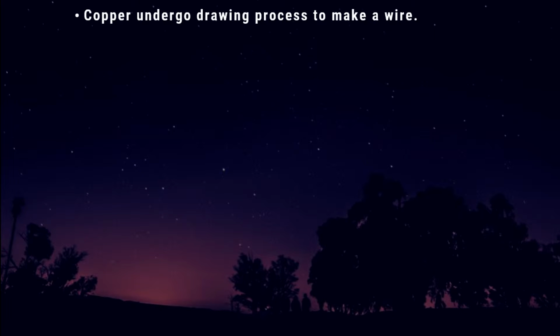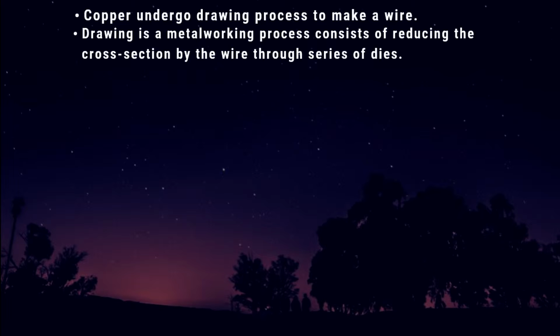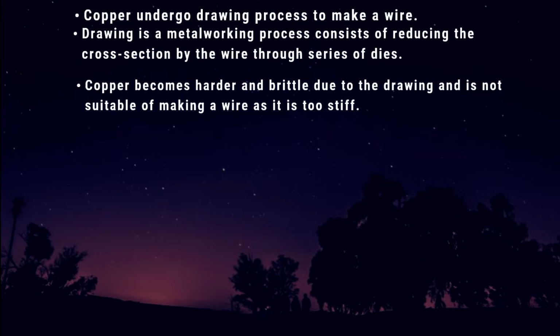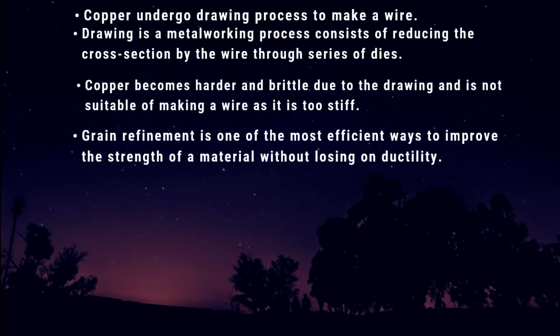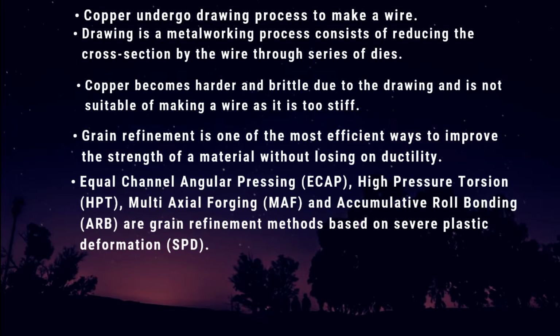So copper undergoes a drawing process to make a wire. Drawing is a metalworking process consisting of reducing the cross-section of the wire through a series of dies. Copper becomes harder and brittle due to the drawing and is not suitable for making a wire because it's too stiff. Grain refinement is one of the most effective ways to improve the strength of the material without losing ductility. ECAP, HPT, MAF, and ARB are grain refinement methods based on severe plastic deformation.